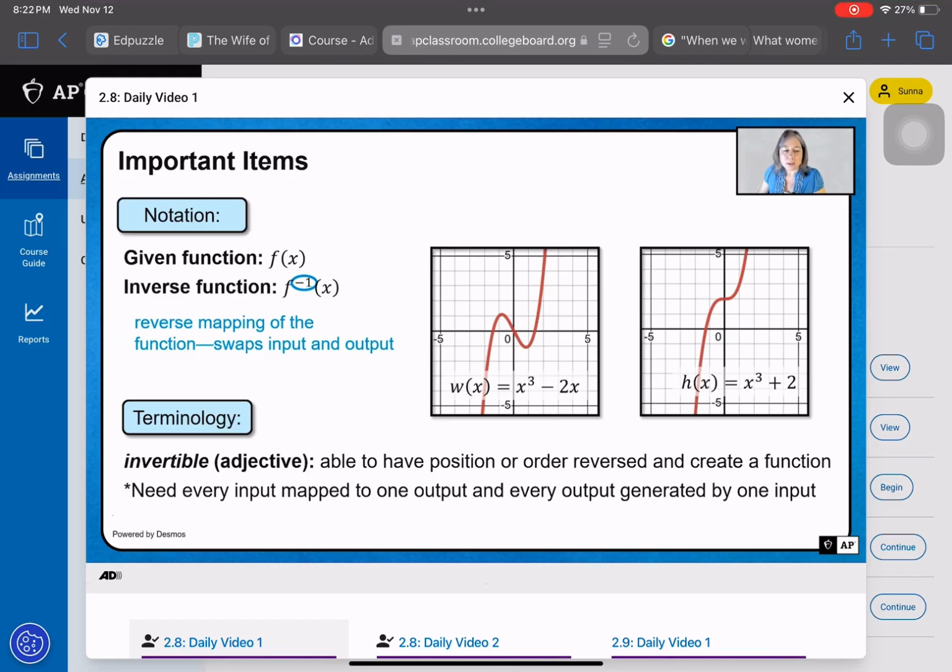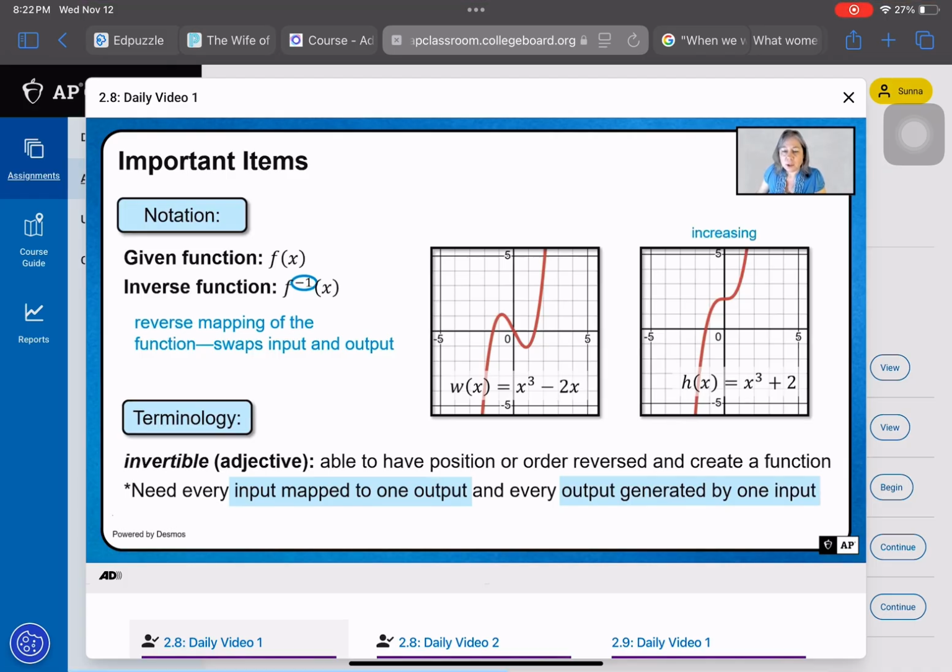Let's look at terminology. Invertible is an adjective, which means able to have the position or order reversed to create a function. So we need every input mapped to one output and every output generated by one input. Let's look at an example of what is and what is not invertible.